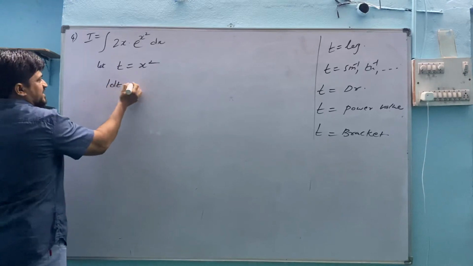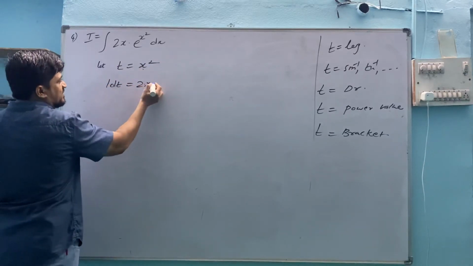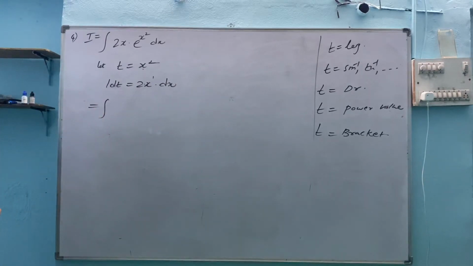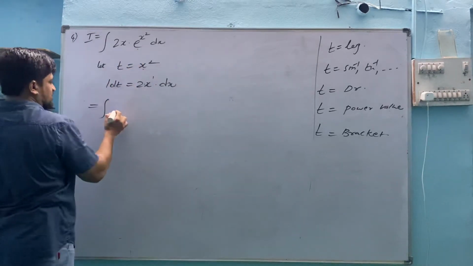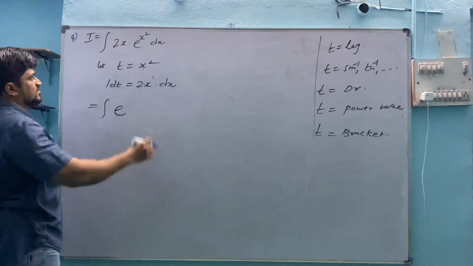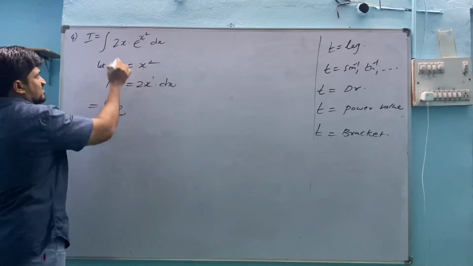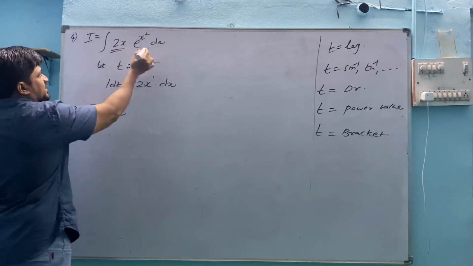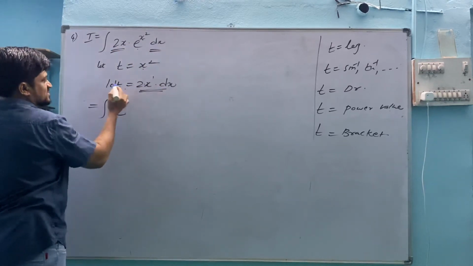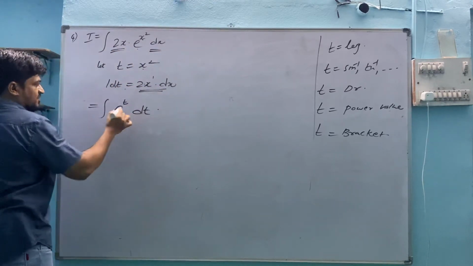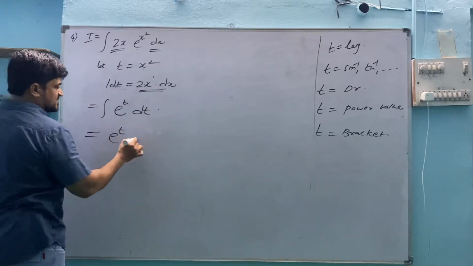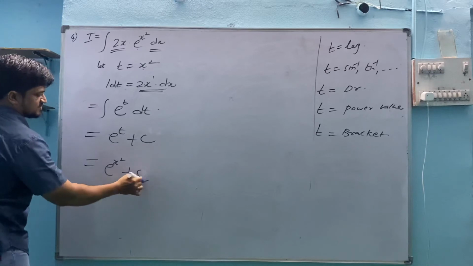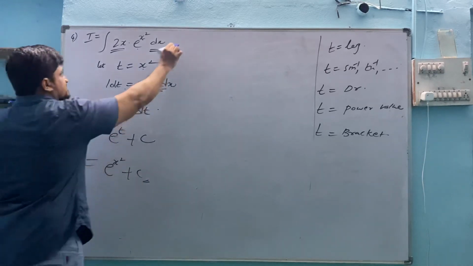This is dt: x power n gives n into x power n minus 1 dx. Now what will we get? The e value and the power, these two values we have to substitute here. This is over. Then the remaining is 2x dx. 2x dx is how much? dt. The integral of e power t is e power t plus c. The e power value is x square plus c. So this is I.